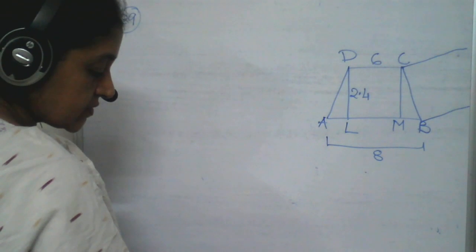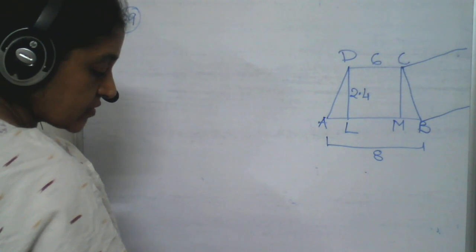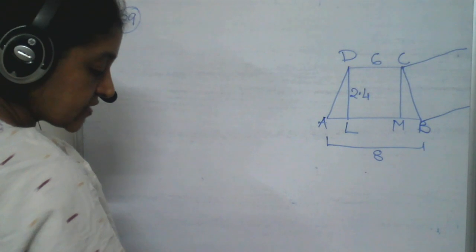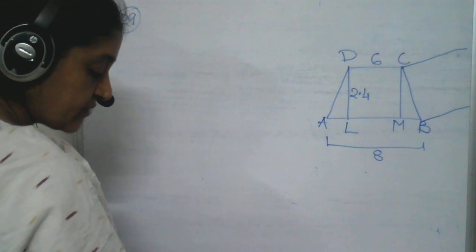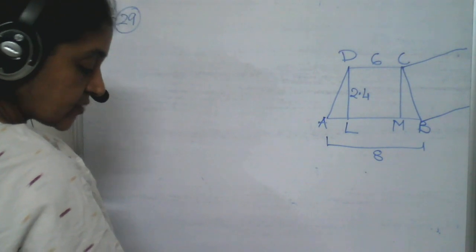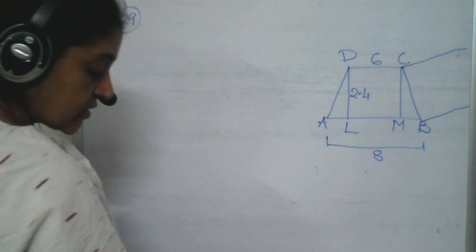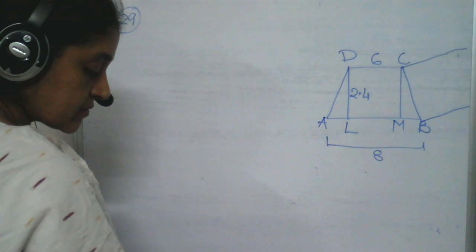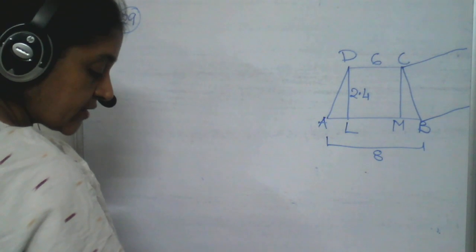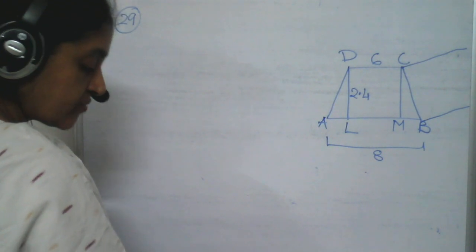Find the cost of paving the floor of the tunnel at 16 rupees per meter square. And the second sub question is the cost of painting the tunnel surface, excluding the floor, at the rate of rupees 5 per meter square.